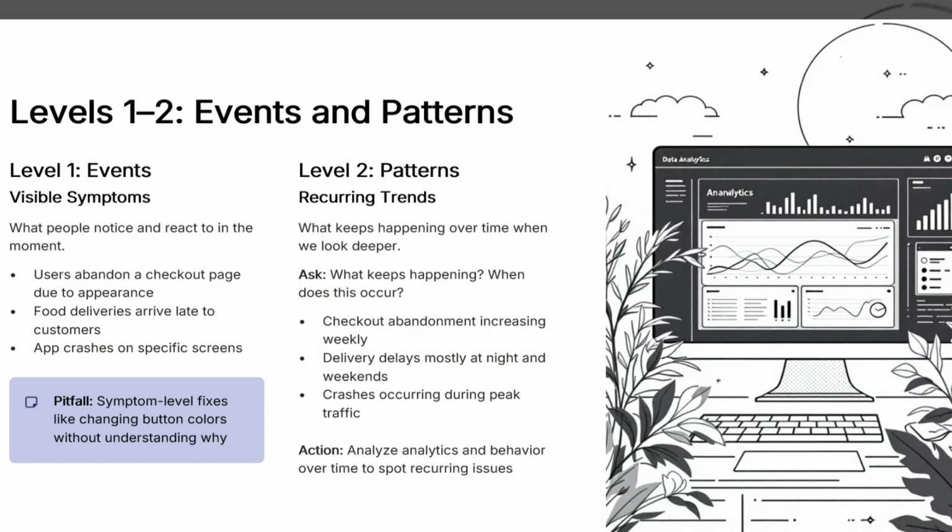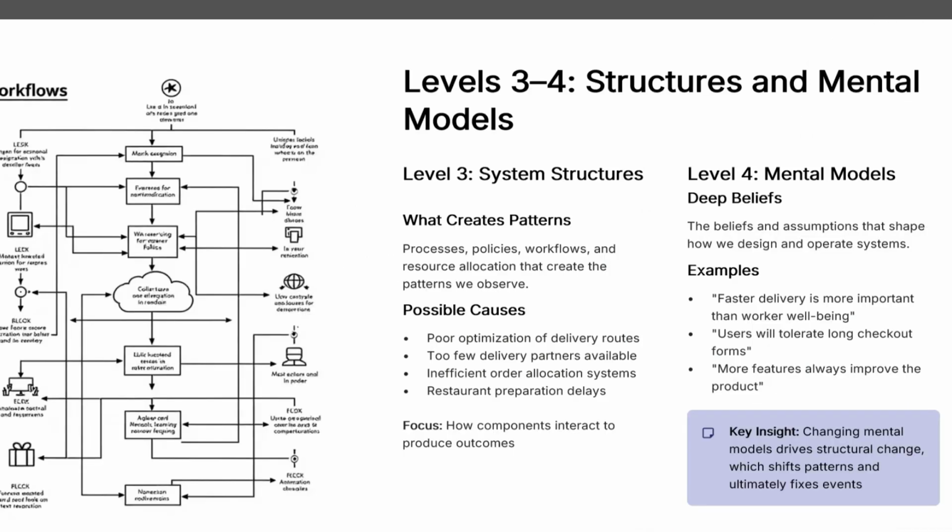Once we're familiar with the patterns after the event, we'll move to level 3, which is system structures. This level examines the structure of the system that creates those patterns. System structures include processes, certain policies, workflows. These policies and workflows are the basic systems, and it helps us realize why delivery delays were happening mostly at night. So maybe there's poor route optimization, or maybe there are too few delivery partners, or inefficient order allocation, or maybe restaurant preparation always has delays. So here we'll get to know how the components interact with the system.